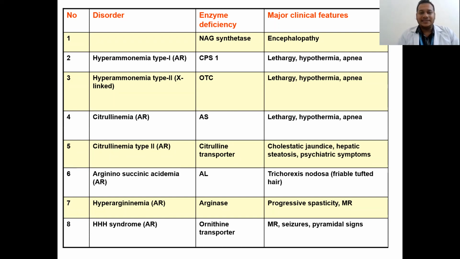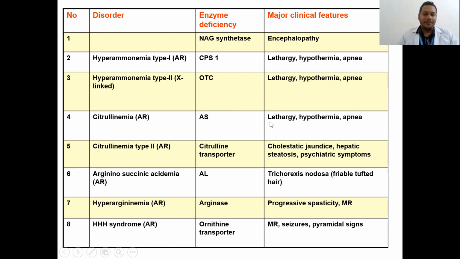First one is the NAG synthesis enzyme defect, which is N-acetyl glutamate synthase, which causes the main features encephalopathy. Hyperammonemia type 1 is an autosomal recessive defect with CPS1 enzyme defect, which is carbamoyl phosphate synthase 1, and the clinical features are lethargy, hypothermia and apnea. Hyperammonemia type 2, which is X-linked, has ornithine transcarbamylase as the enzyme defect, where lethargy, hyperammonemia and apnea are the clinical features. Citrullinemia, which is an autosomal recessive defect, has argininosuccinate synthase as the enzyme defect, where the clinical features are lethargy, hypothermia and apnea.